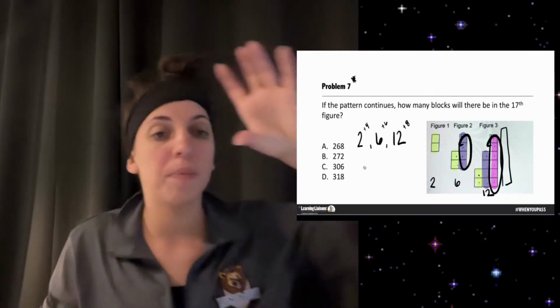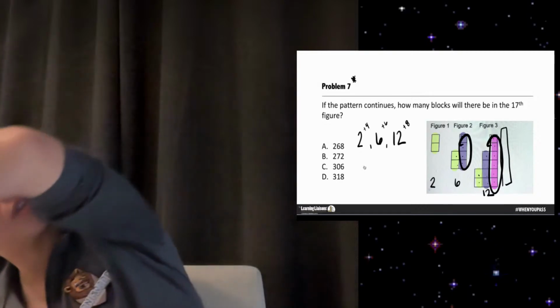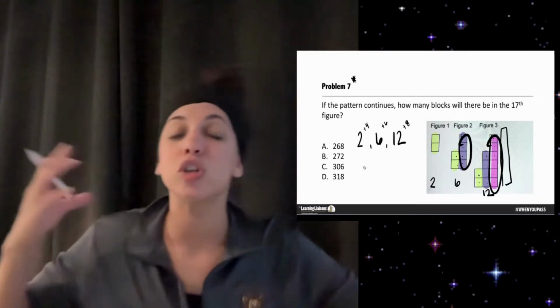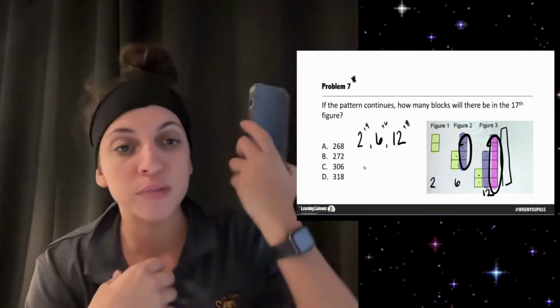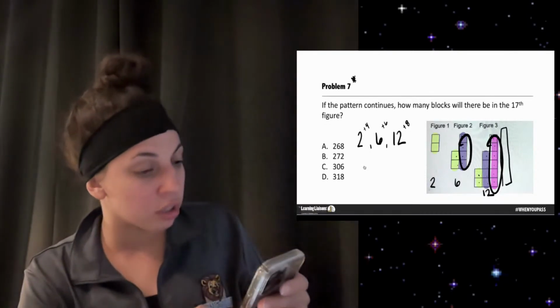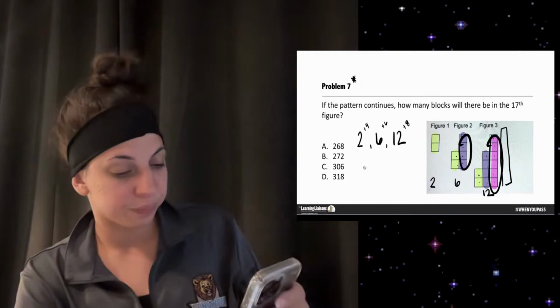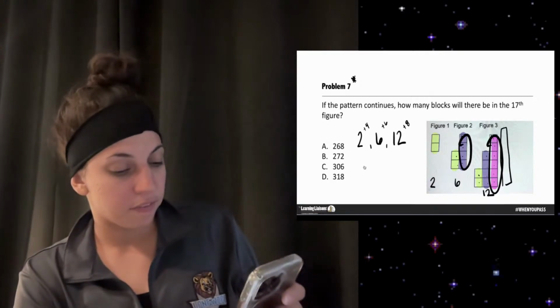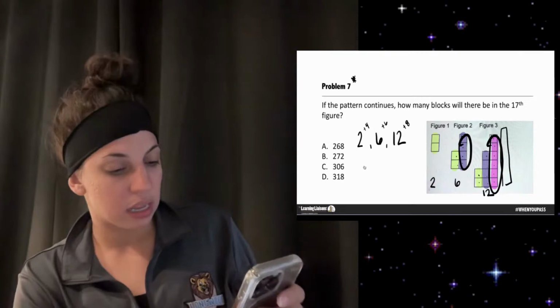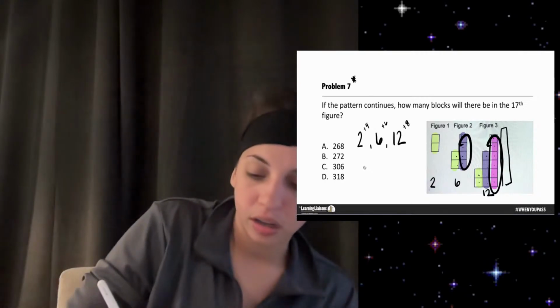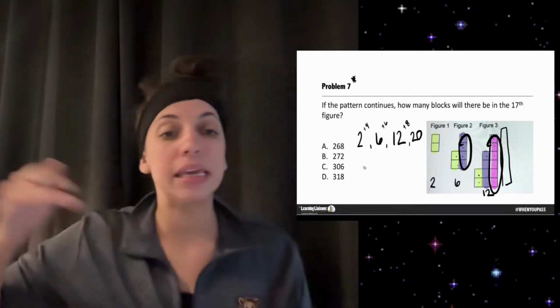blocks. So plus 4, plus 6, plus 8, plus 10, plus 12, plus 14, plus 16, plus 18, plus 20, plus 22, plus 24, plus 26. That's what I'm doing. So you want to know what I'm going to do? Use my calculator. And I'm literally just going to go 2 plus 4 equals plus 6 plus 8 equals. And I'm going to keep doing that process.